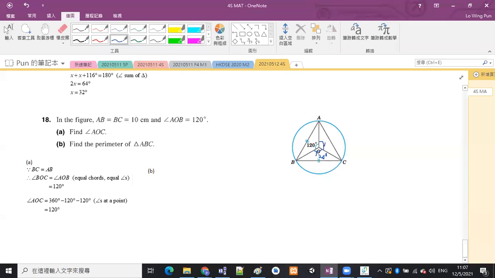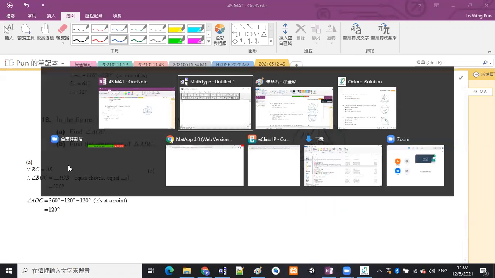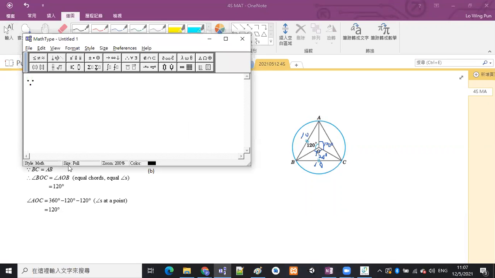So all the three angles are equal, right? And the question asks us to find the perimeter of triangle ABC. So we know that AB is 10 cm, BC is 10 cm. We just need to find the length of AC. But AC is a chord and the corresponding angle is 120 degrees. Because angle AOC is equal to angle AOB and they are both equal to 120 degrees, therefore we can conclude that AC is equal to AB is equal to 10 cm.